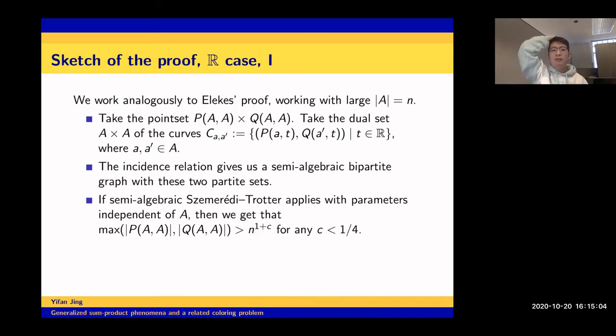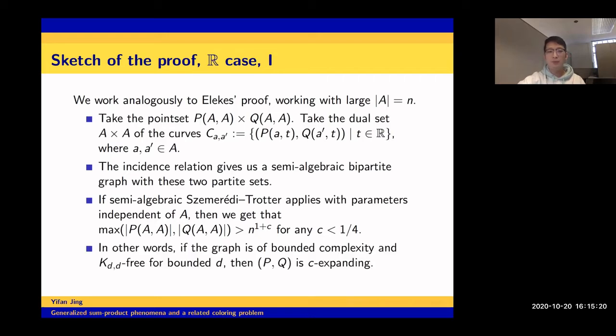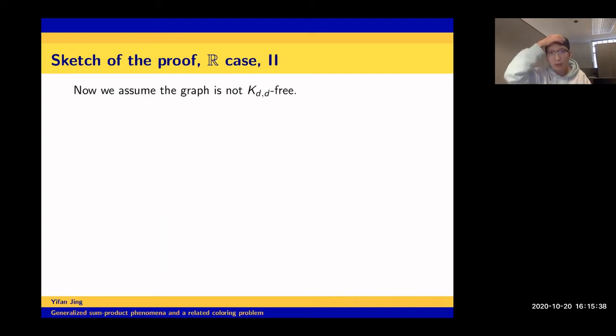Assuming we are able to apply the Szemerédi–Trotter theorem for semi-algebraic graphs, then we can prove by applying the same proof as what Elekes did that the maximum among P and Q should be at least n to the power of 5/4. So we have large expansion. In other words, if the graph is K_{D,D}-free, then the two polynomials should be expanding. So the main difficulty, the main contribution of our paper, is to deal with when the graph has large K_{D,D}. So now we can assume our graph is not K_{D,D}-free for any constant D.